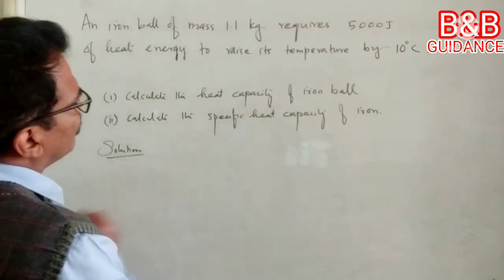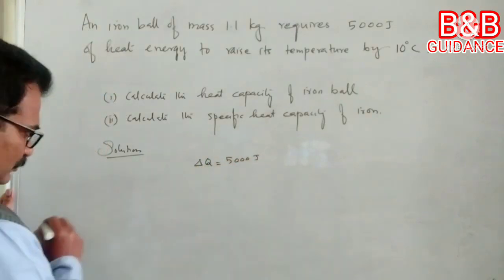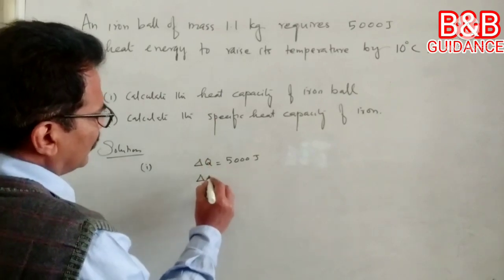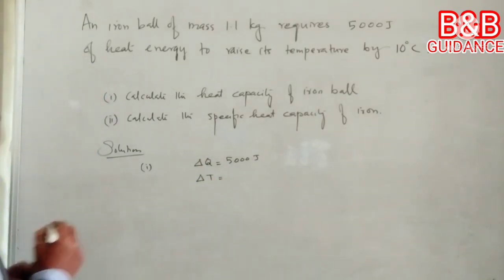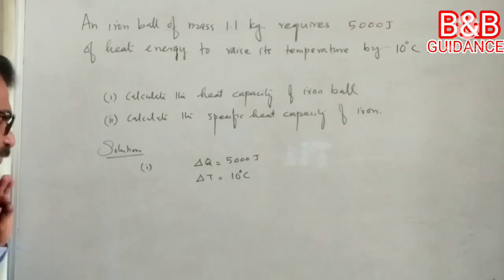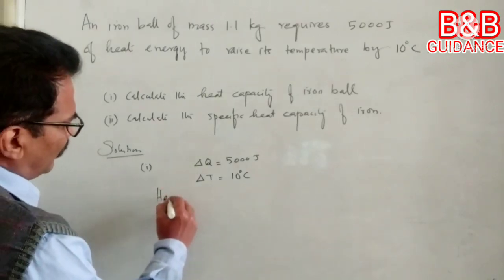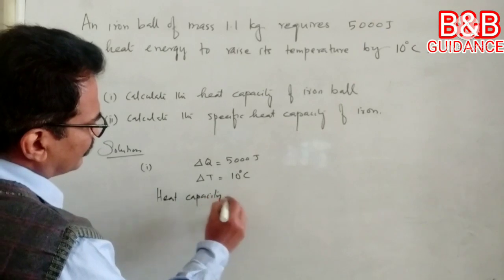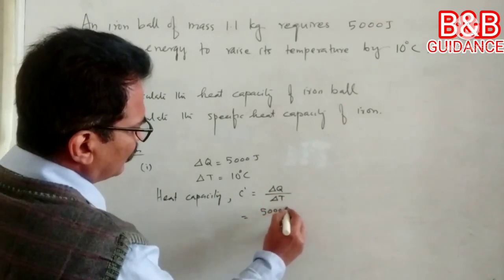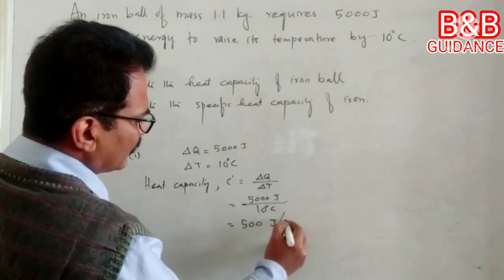First you write the given data. What is given? Heat supplied is given. Delta Q is equal to 5000 joule. First part of the question: we need to find the heat capacity. Delta T is equal to what? Well, they have given it, 10 degrees Celsius directly, or it is equal to 10 Kelvin. Let us go with this only. So heat capacity is equal to what? Delta Q by delta T. That is 5000 joule divided by 10 degrees Celsius. So the answer is 500 joule per degree Celsius.